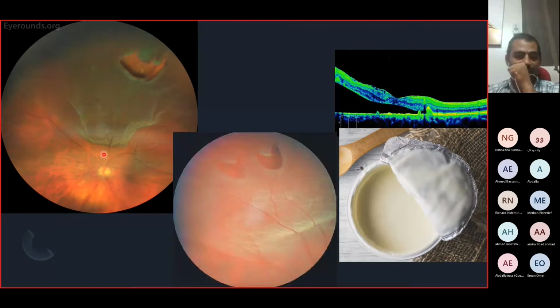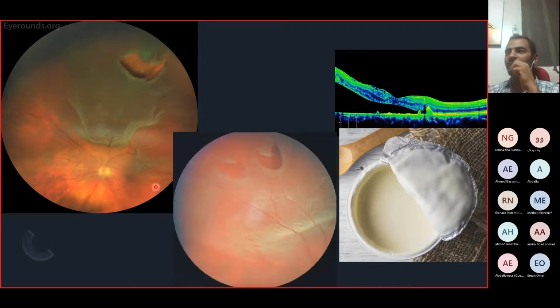This one, what do you think? Is it a macula on or a macula off detachment? On. The macula is still on. A macula on detachment with a large superior detachment. This patient should be operated on the same day or maximum next day, because if you leave him for 1 or 2 days, the fluid will dissect its way and will detach the macula.